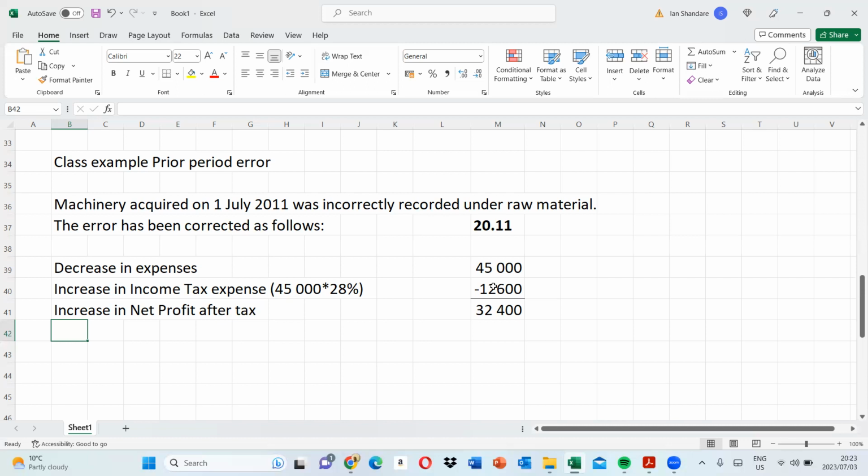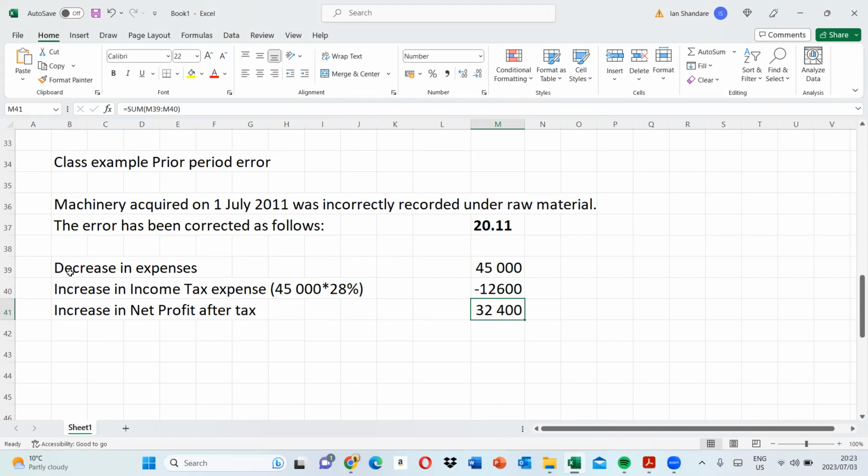Why are we recording the increase in tax expense as negative? Okay. The reason we're recording the increase in tax expense as a negative is because, remember, at the end of the day, we want our net profit. We can see there's an increase in net profit there. We want the increase in net profit to be positive. Remember, net profit is going up. So we want it to be positive.